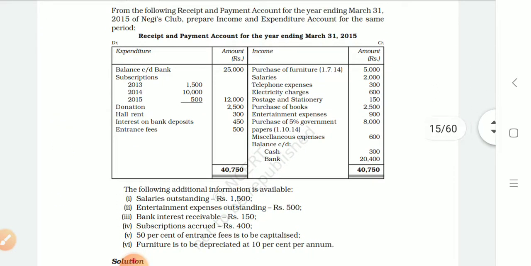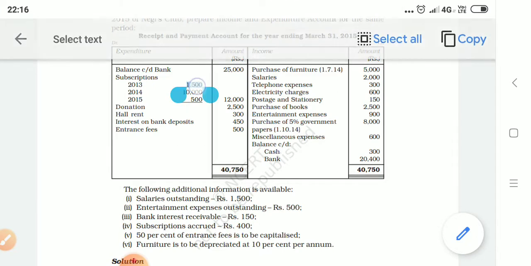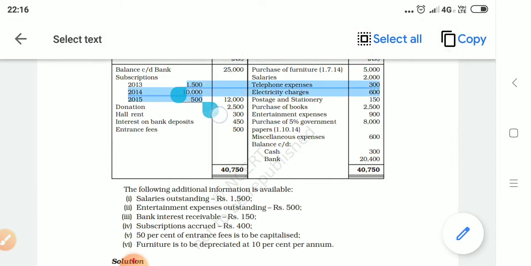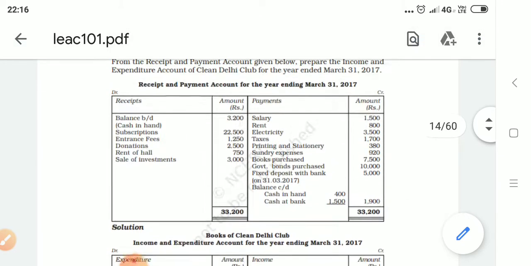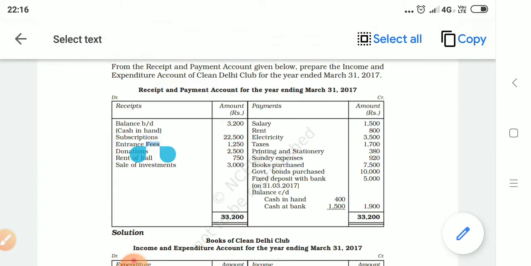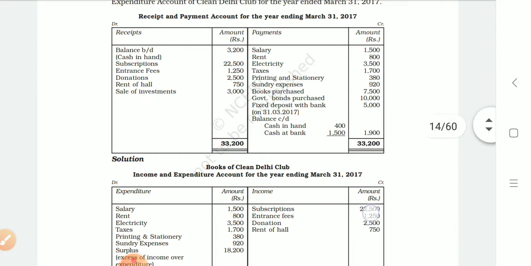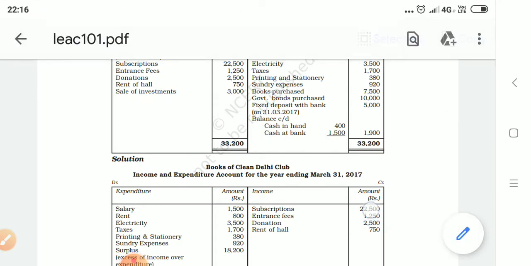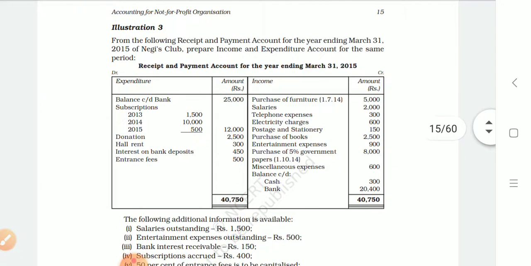So you have opening balance, which will not appear anywhere. You have subscription for 3 years. This is something different in this question when compared to illustration 2. In illustration 2, we just had subscriptions, so we took the full amount of subscription, 22,500, on the income side, here, top. Whereas in illustration 3, you have splits.